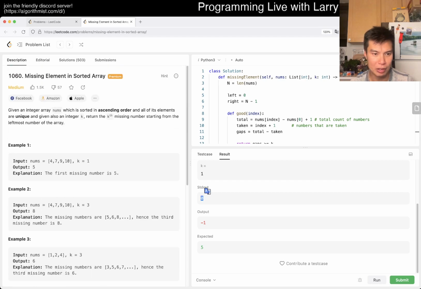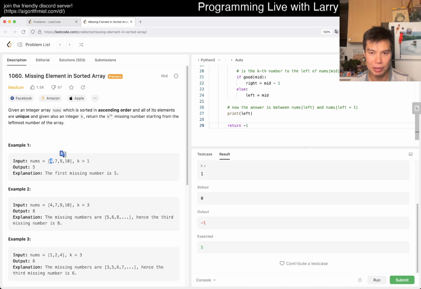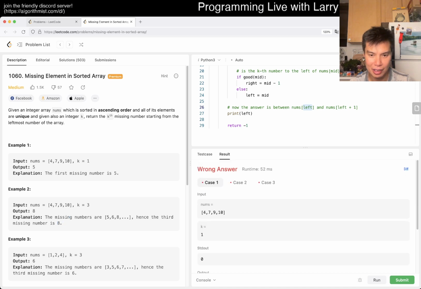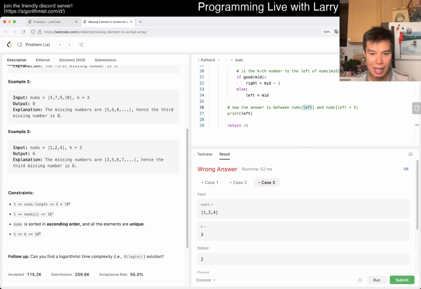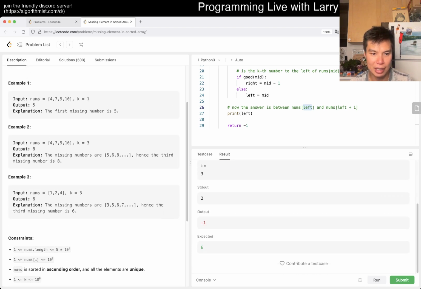So we print out 0 as the first index. Yeah, that's right, because the answer is between left. Here the answer is 8, so it should be 0, 1, right? We print out 1, that's good. It is what we expect. And then here the answer is 6, which is to the right of 2, which is also what we expect.